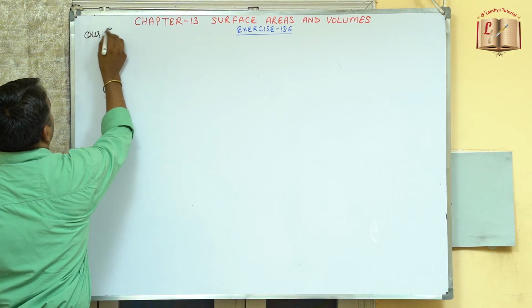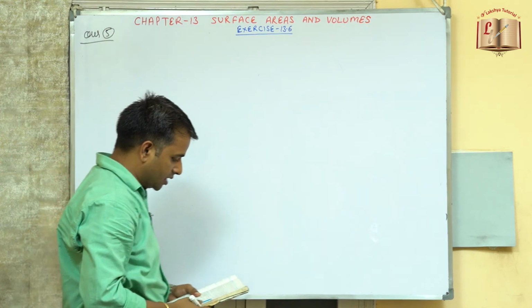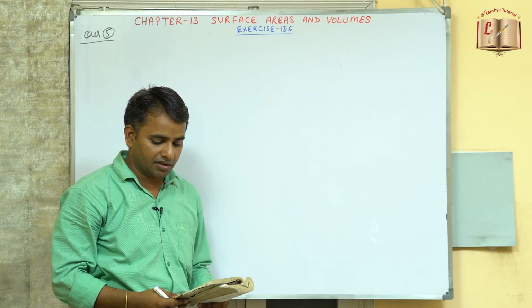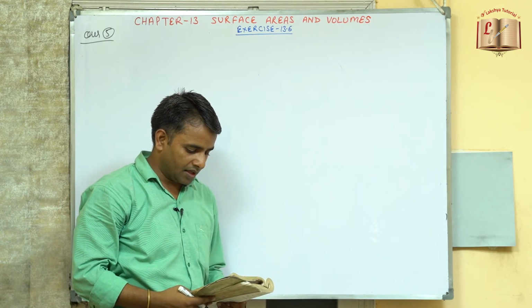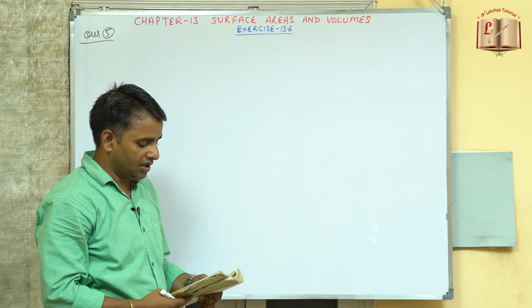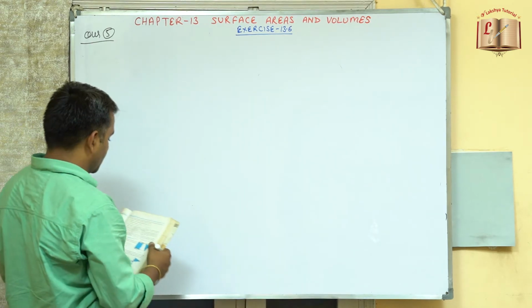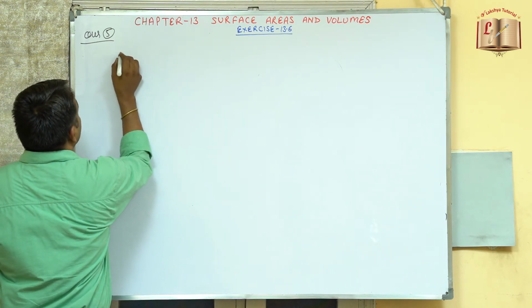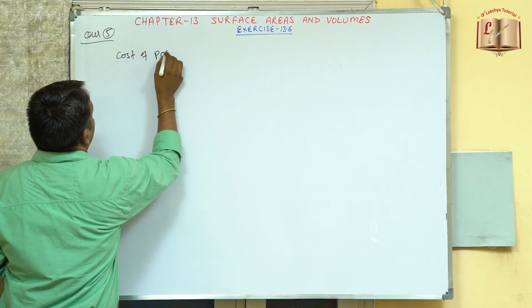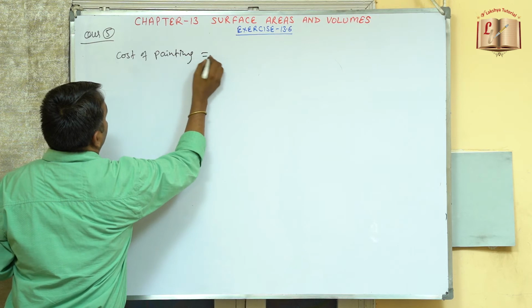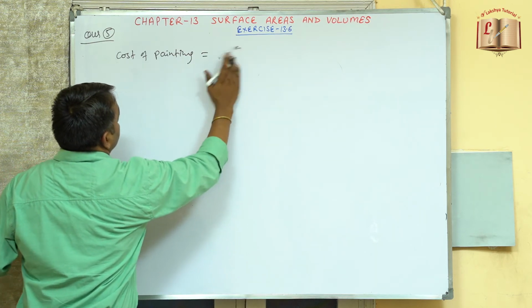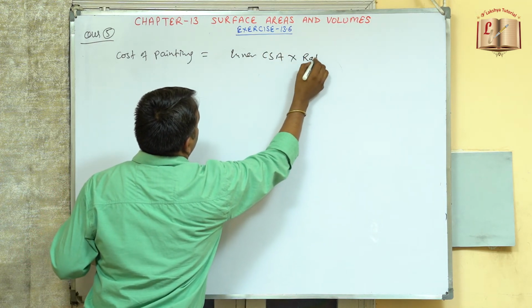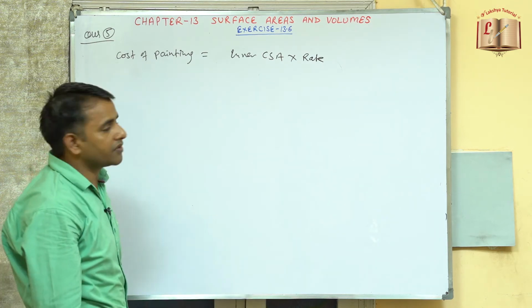So now coming to question number 5th. If it costs rupees 2200 to paint the inner curved surface area of a cylindrical vessel of 10 meter deep, if the cost of the painting is at the rate of 20 rupees per meter square. So first of all, we need to find out the inner curved surface area of the vessel. So cost of the painting, we know this is equals to the inner CSA into rate.